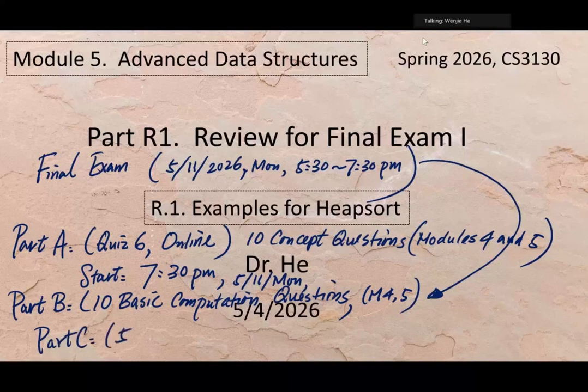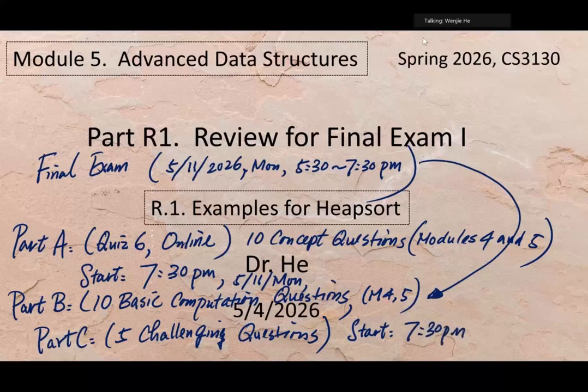Part C is five challenging questions. The start time is 7:30 p.m., the same, so right after Part B. Then the end time: Part A and Part C have the same end time.